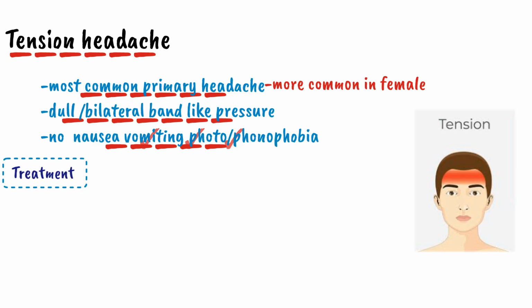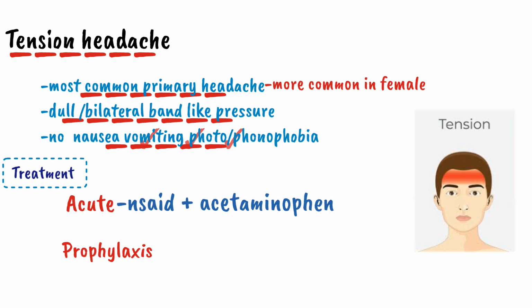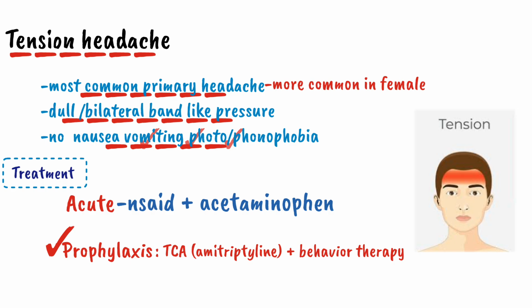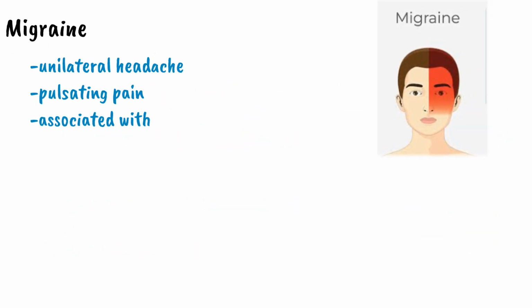To treat the tension headache, we divide the treatment into two types. Acute means when a patient presents with tension headache, how to treat, and the second one is prophylaxis. To treat the tension type headache acutely, we use two drugs, NSAID and acetaminophen. And to treat the tension type prophylactically, we use TCAs, the tricyclic antidepressants such as amitriptyline, and the second option is behavior therapy. The second type of primary headache is migraine.